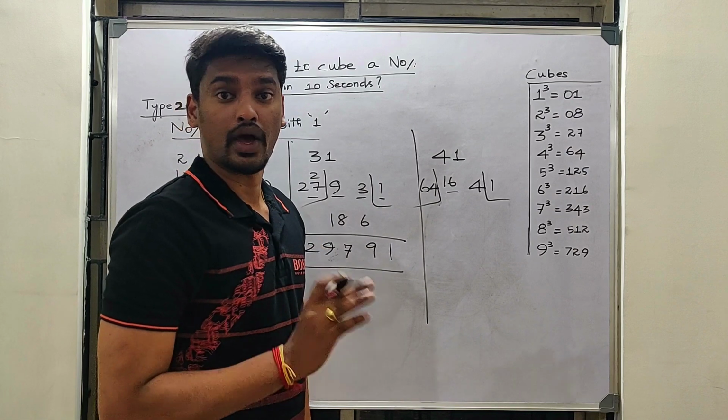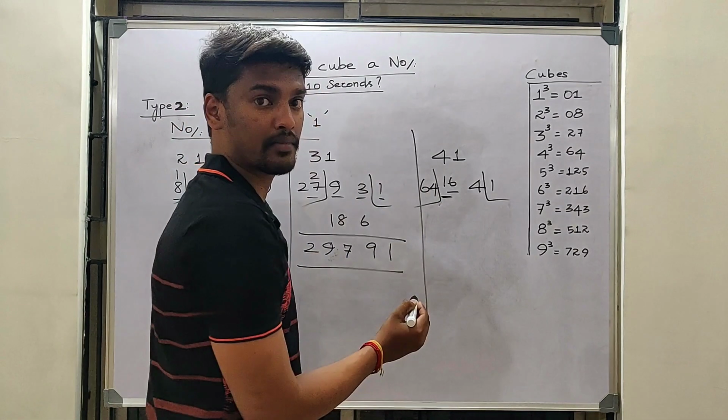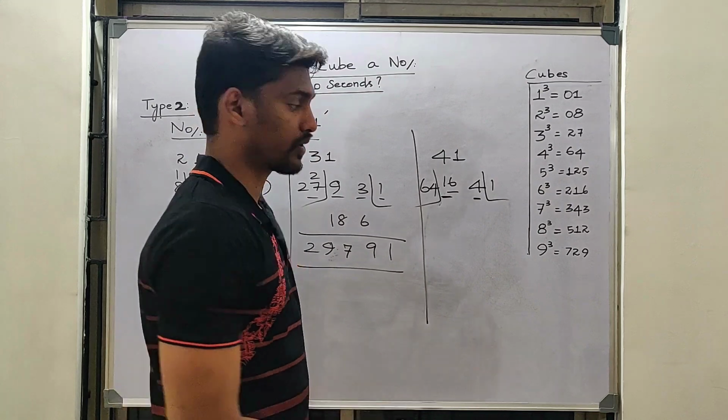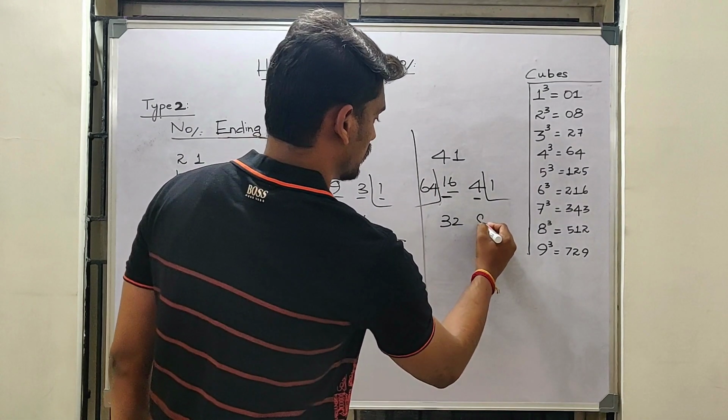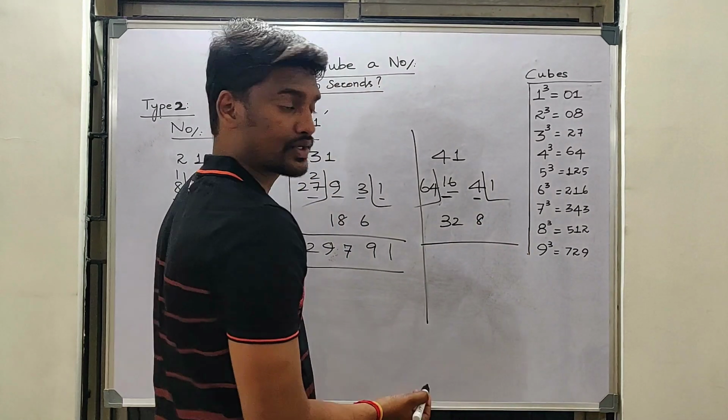That is exactly wrong. You should not do that. This is a separate number and this is a separate number. Okay. So 16 into 2 it is 32 and 4 into 2 it is 8. Then normal addition you have to do.